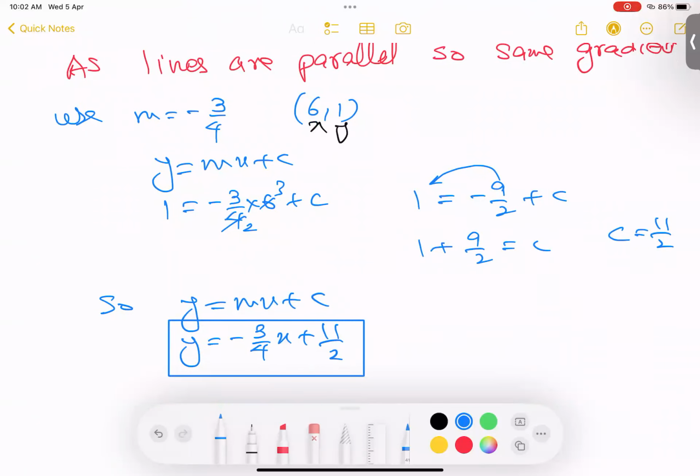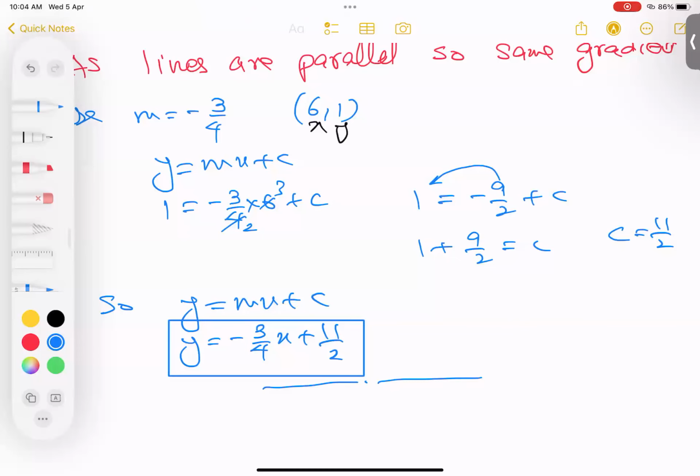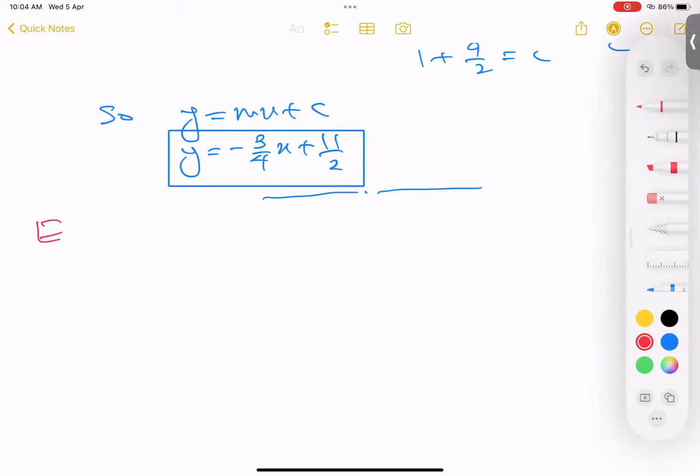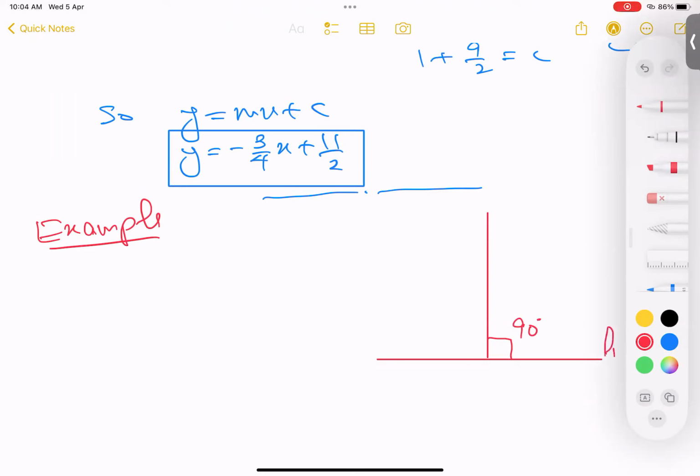And now we'll go for perpendicular. So let's start another example. I'm going to share with you another example, but this time I will teach you the perpendicular concept. Look, students, this is a line and this is a second line, and they have 90 degrees between them. Line L2 has a point, for example, let's take 12, 3.